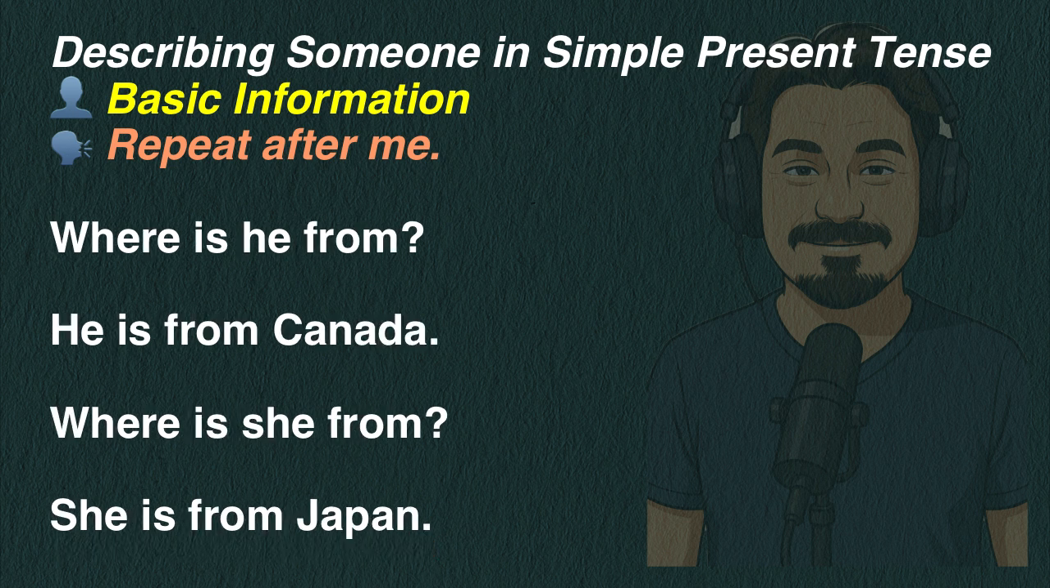Where is he from? He is from Canada. Where is he from? He is from Canada. Where is she from? She is from Japan. Where is she from? She is from Japan.